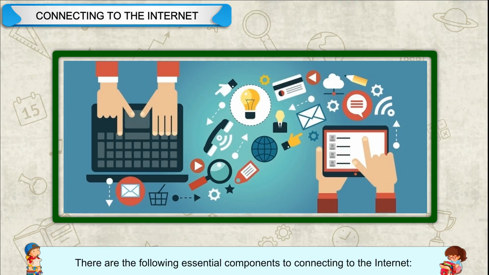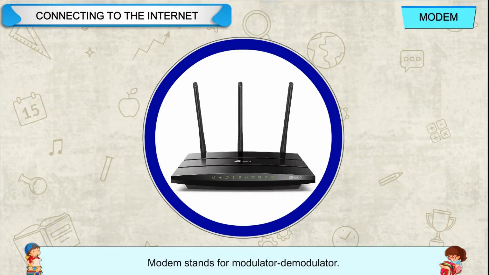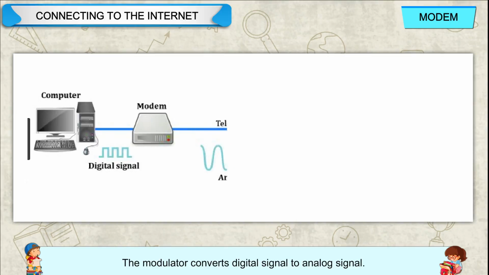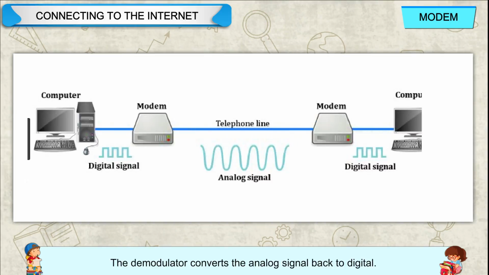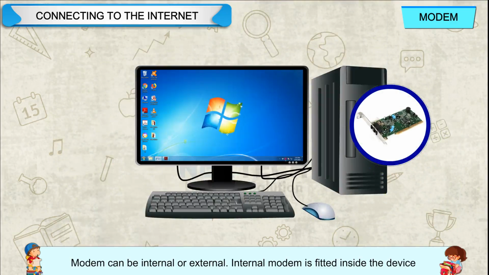There are the following essential components to connecting to the Internet. Modem. Modem stands for modulator-demodulator. The modulator converts digital signal to analog signal. The demodulator converts the analog signal back to digital. Modem can be internal or external.